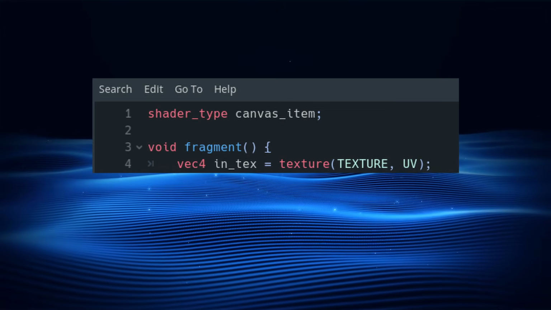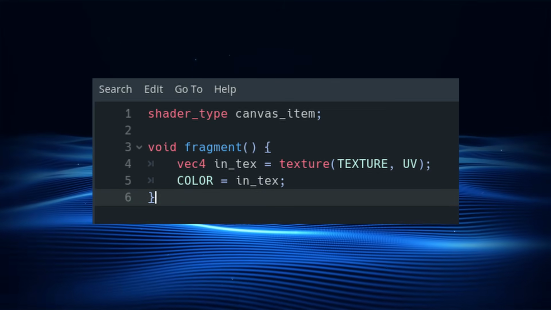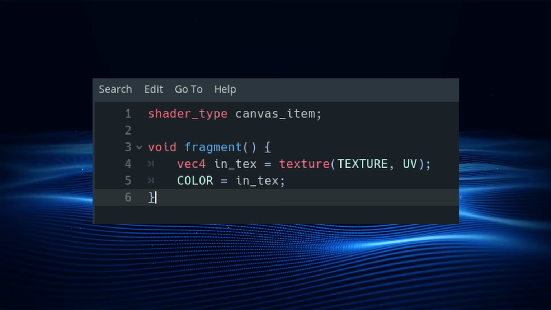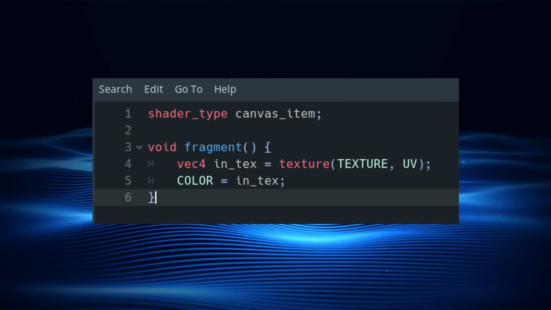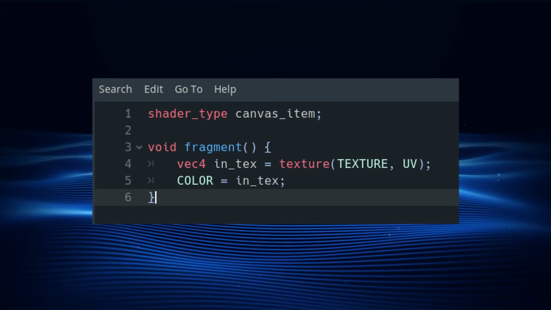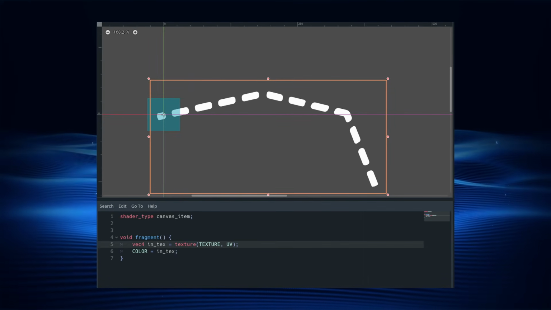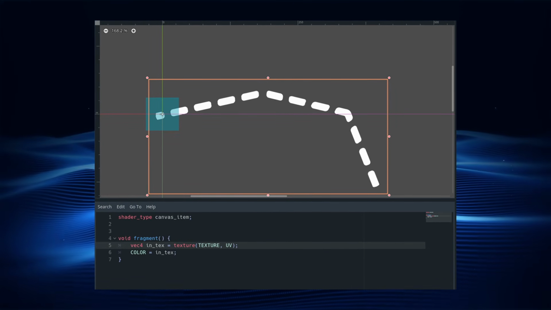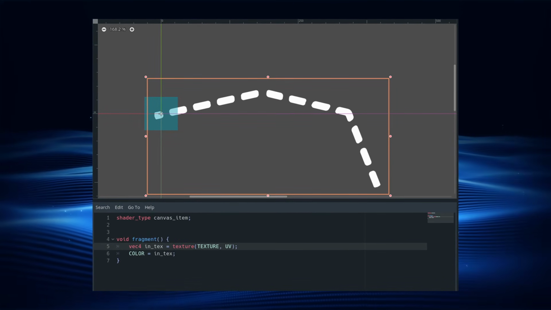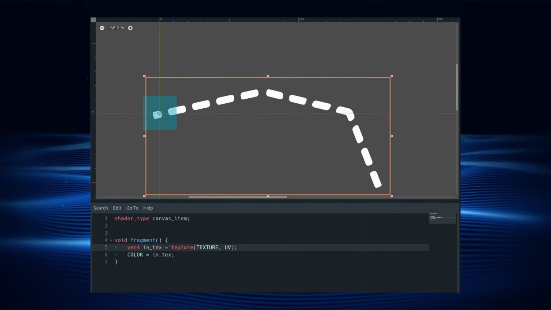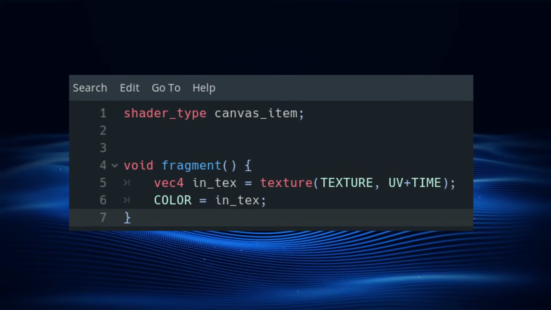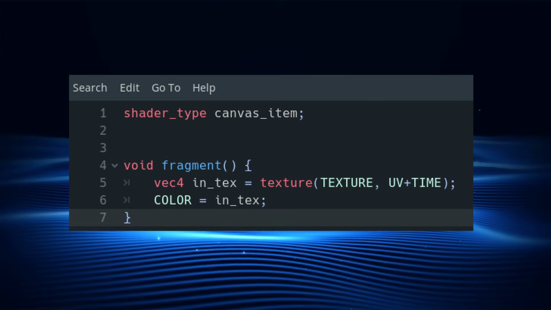Then we can use this color to put it in the output of our shader, which dictates the color of the pixel we're working on. COLOR = inText does this. As you can see, our shader is working, but it's doing nothing because it's simply reading the texture and outputting it exactly as is.